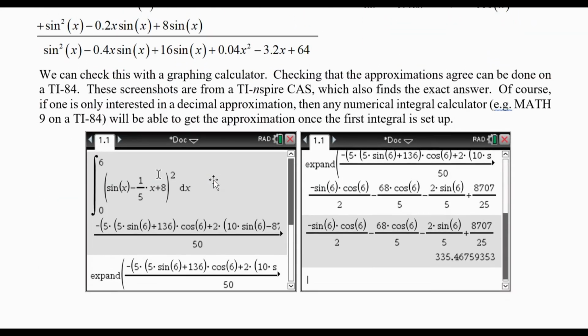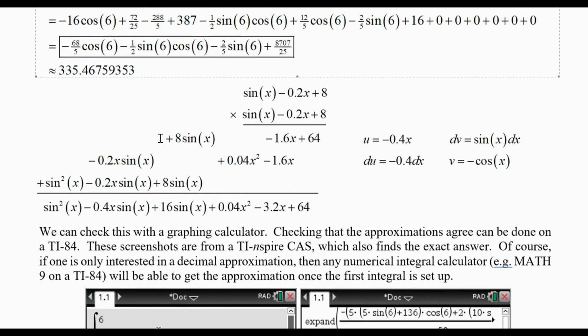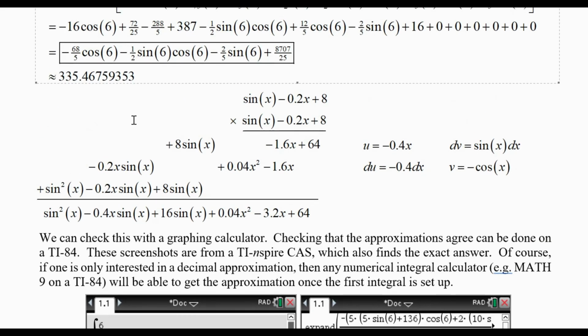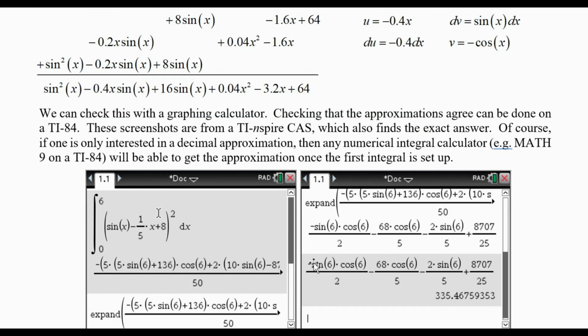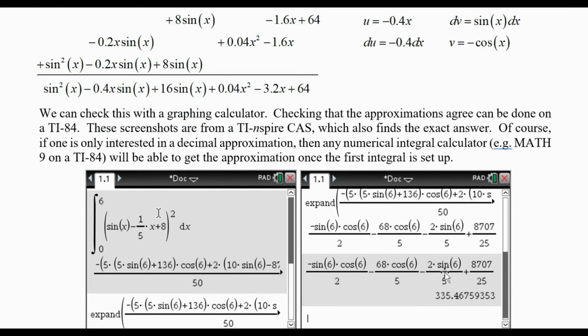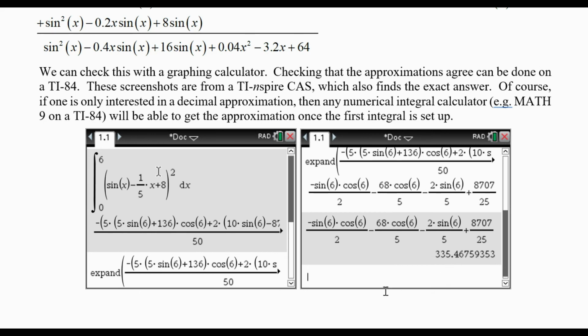We can get the exact value from a TI Nspire CAS by doing this, just integrating from 0 to 6. Here's the original functions that we're integrating to find the volume. And then it turns out to be this. That's kind of messy, so I told it to expand that previous answer, and that's exactly what we have. I think the first two terms are in the opposite order from what we have, but you can check that against what we have right there in the box. There's the negative 68/5 cosine 6, minus 1/2 cosine 6 sine 6, that's it. And then minus 2/5 sine of 6, that's here. And there's the fraction, the constant term, which is right there. And then, of course, I can have it do an approximation, and I get the same thing there.